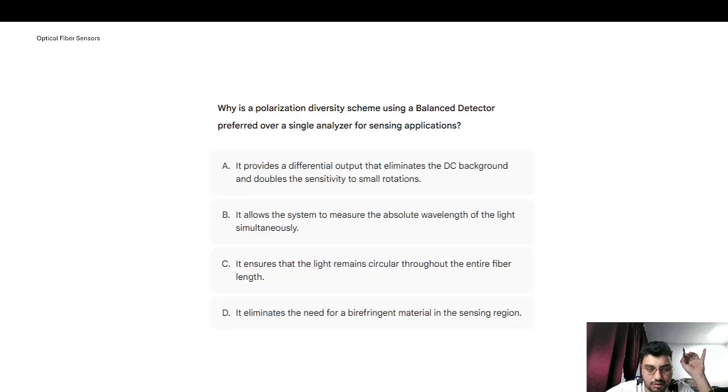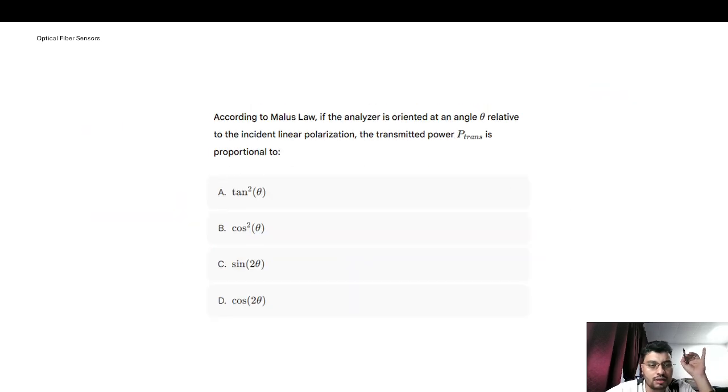According to Malus's law, if the polarization is oriented at an angle theta relative to the incident linear polarization, the transmitted power P trans is proportional to... This one we have already discussed, Malus's law.